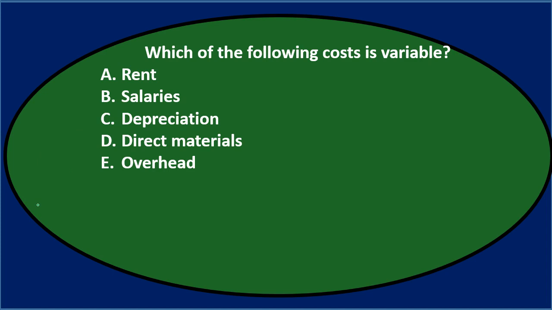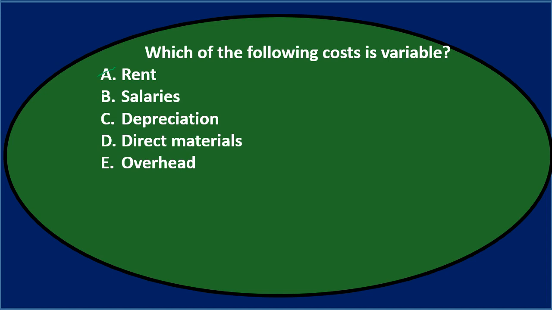Next question. Which of the following costs is variable? A, rent, B, salaries, C, depreciation, D, direct materials, and E, overhead. Once again, process of elimination. Which of the following costs is variable? A, the rent. Rent is something that's typically going to be the same each time period, and so we would probably consider that to be more fixed. No matter what we do, we've got to pay the rent. So that would be probably the most common example of a fixed cost.